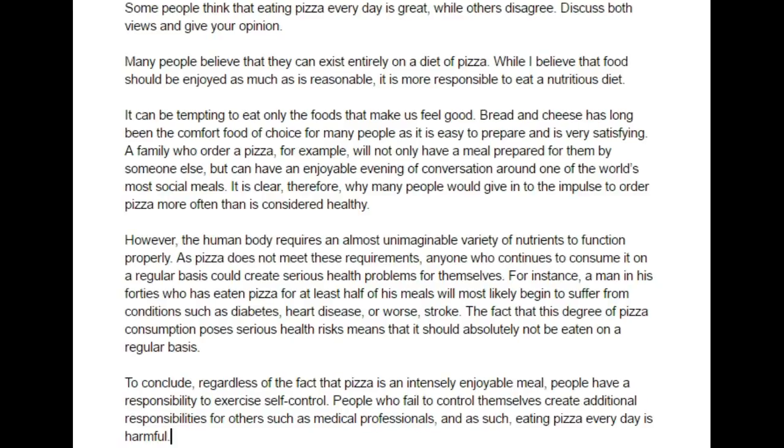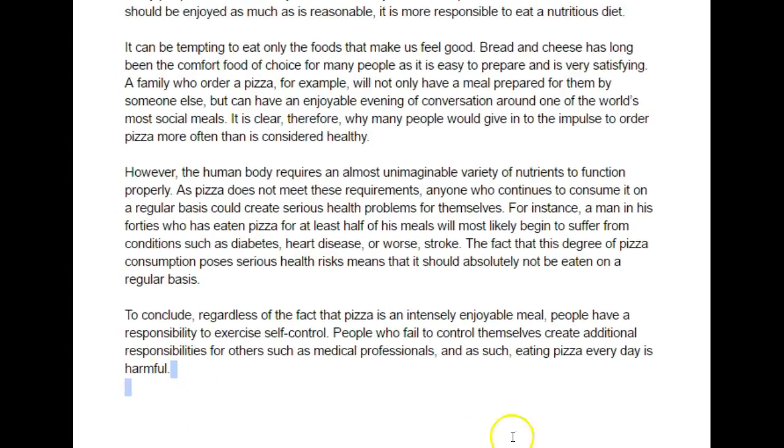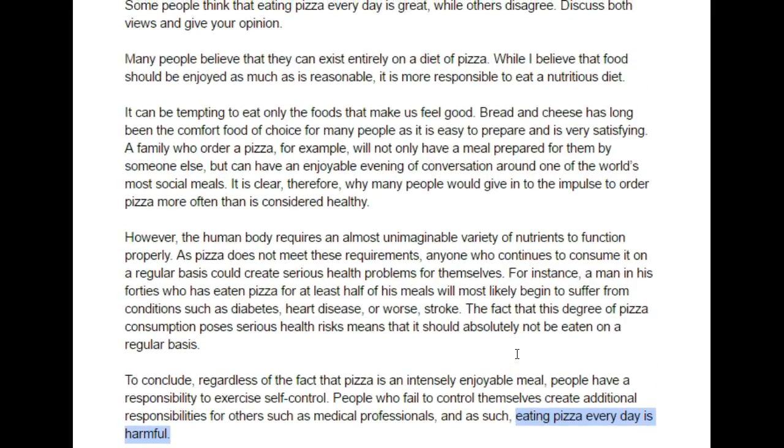Okay, so to conclude, regardless of the fact that pizza is an intensely enjoyable meal, people have a responsibility to exercise self-control. People who fail to control themselves create additional responsibilities for others, such as medical professionals, and as such, eating pizza every day is harmful. Now pay attention there. That is the answer to this question.